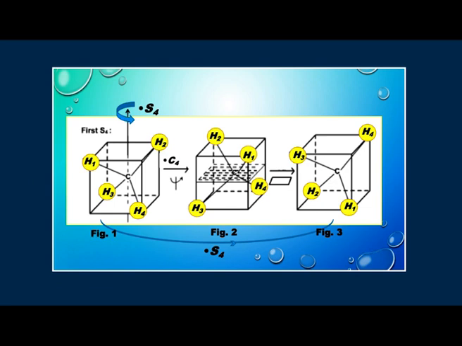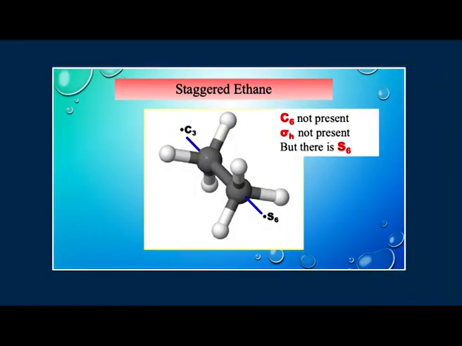Similarly, 2 more S4 axes are possible which are collinear with the C2s. The combination of rotation and a reflection always gives the same result regardless of the order in which they are performed, that is, no matter which is performed first. Now, let us consider staggered ethane. There is a C3 axis through the carbon-carbon bond, and this C3 axis is an S6 too. It should be noted that here also there is neither a C6 nor a sigma h as independent symmetry elements. So far, we have looked at these various symmetry elements and operations.